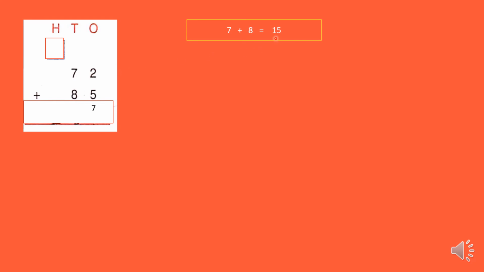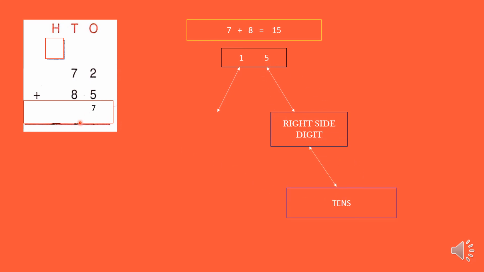Get the answer? 15. Do I write 15 here? No, I can't write it. But where do I have to write 5? Where do I have to write 1? So like this I'm writing 15. Always the right side digit will come under the tens column. The left side digit will come under the hundreds column, or will go for carry over. Simple tip: right side digit will go under the tens column, left side digit will go under the hundreds column, or will go for carry over.